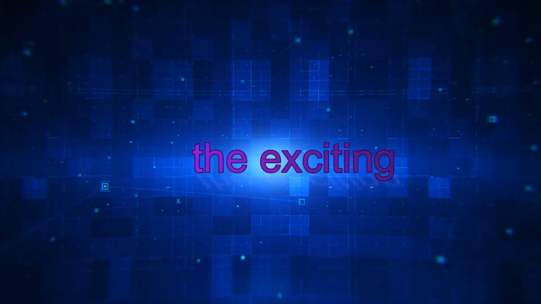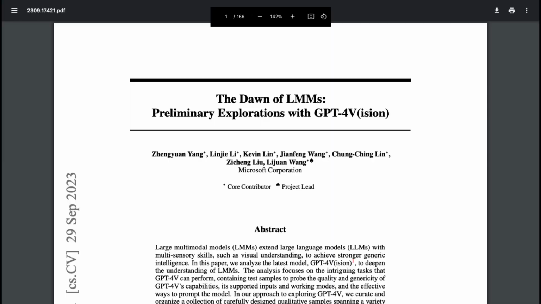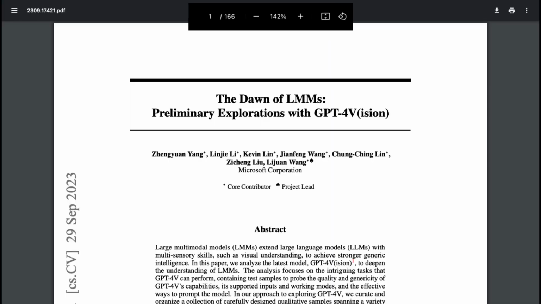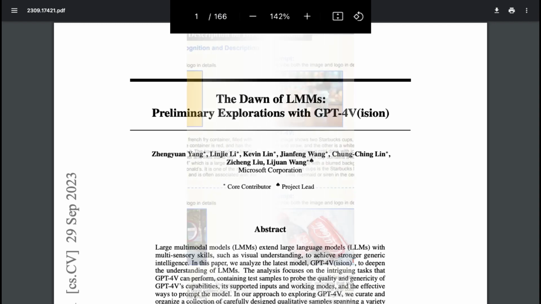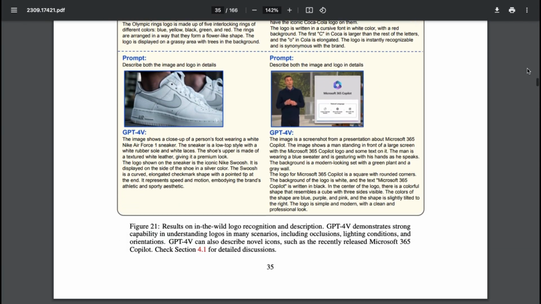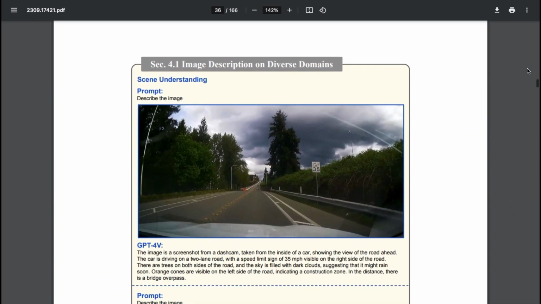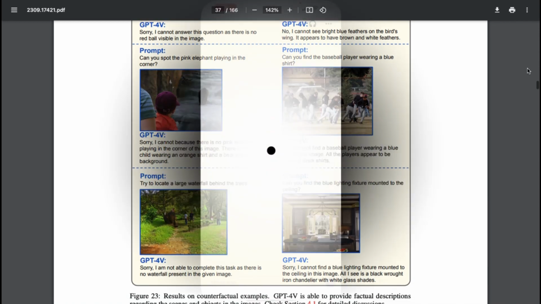Today, we're going through the exciting GPT-4 Vision test conducted by Microsoft. It's a huge paper, 166 pages in total. No one has really covered this in detail, so I thought I'd make a video on this, showing you GPT-4V in its full glory. There are a lot of hidden gems in this paper, most of them simply mind-blowing.